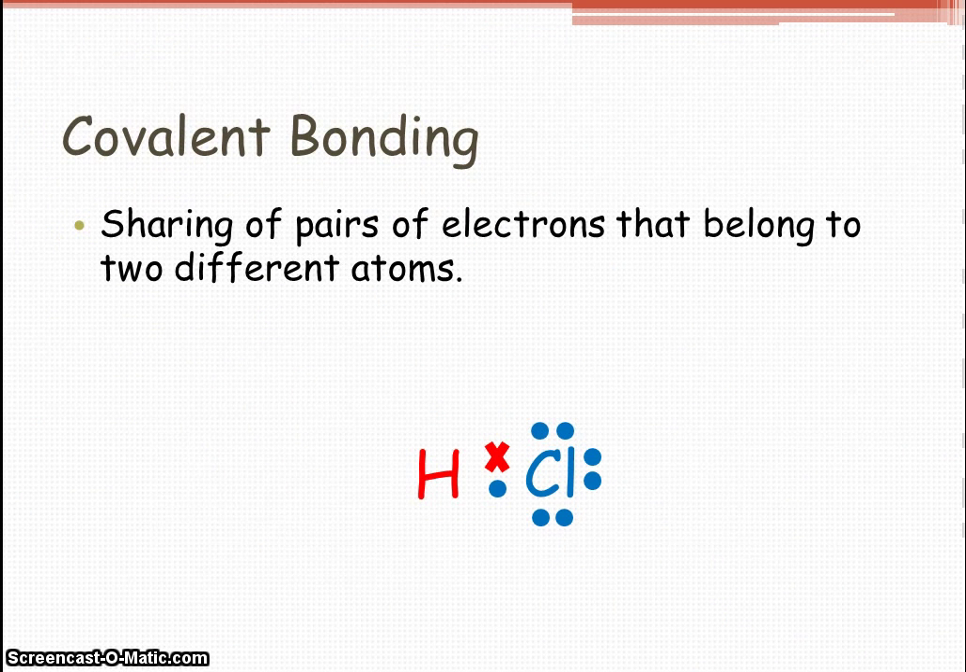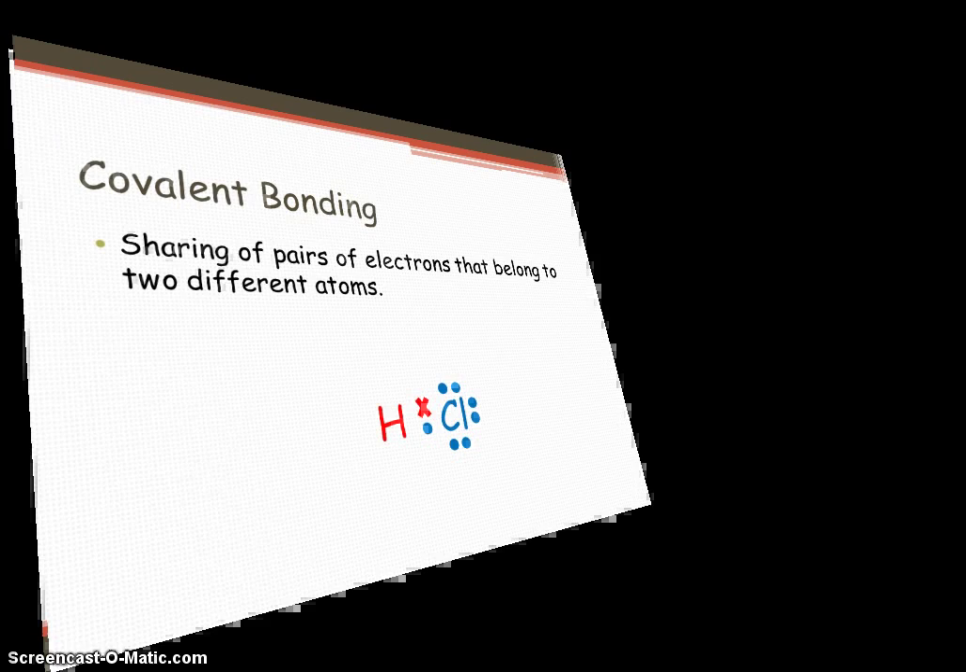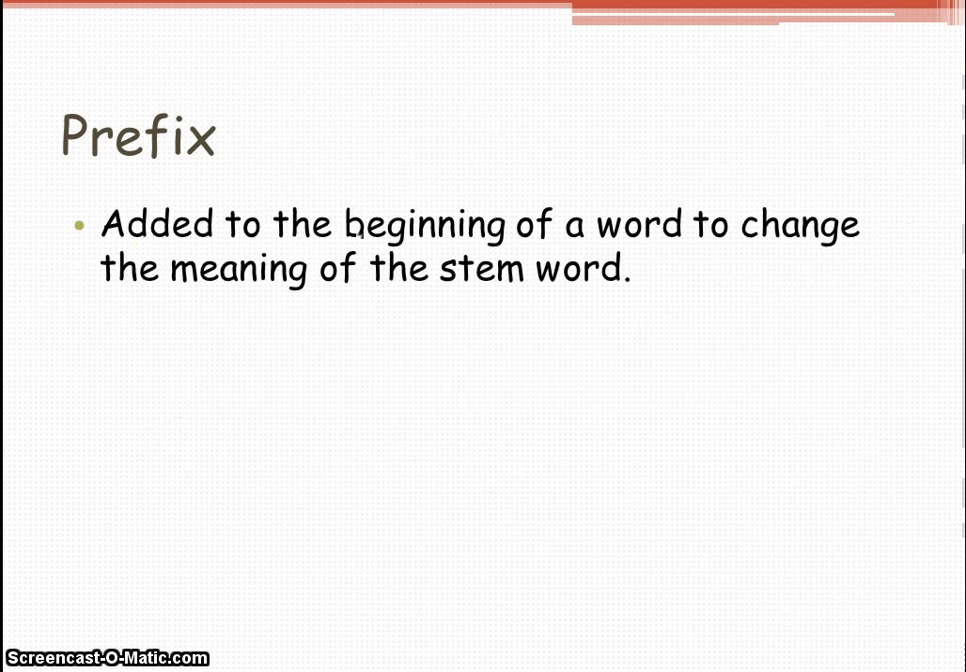Covalent bonding: sharing of pairs of electrons that belong to two different atoms. Prefix: added to the beginning of a word to change the meaning of the stem word. For example, read.